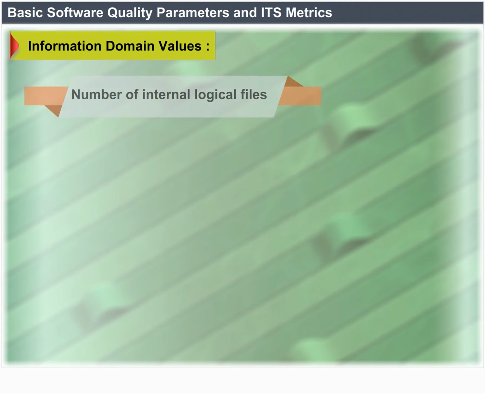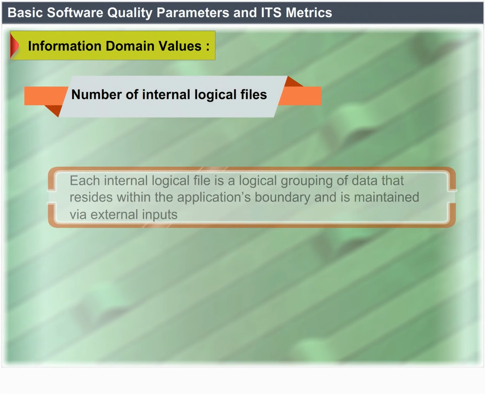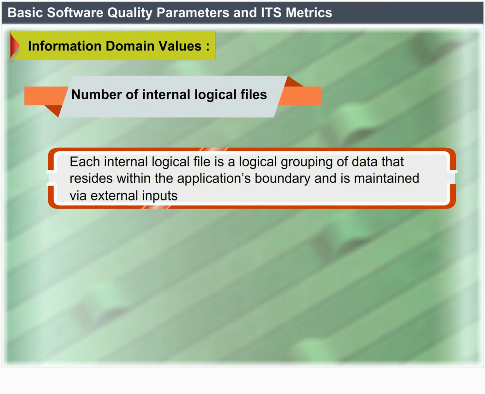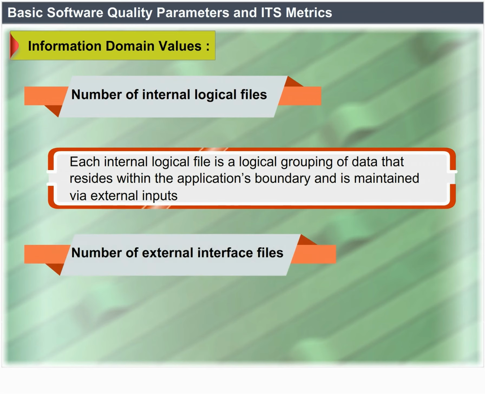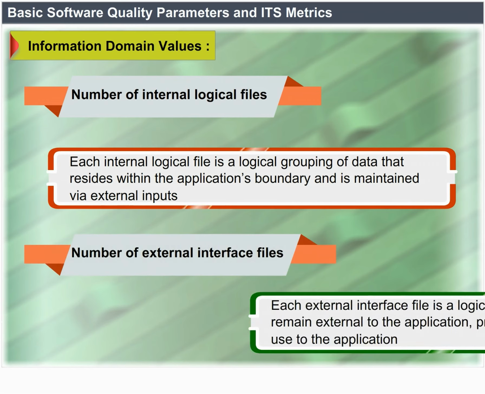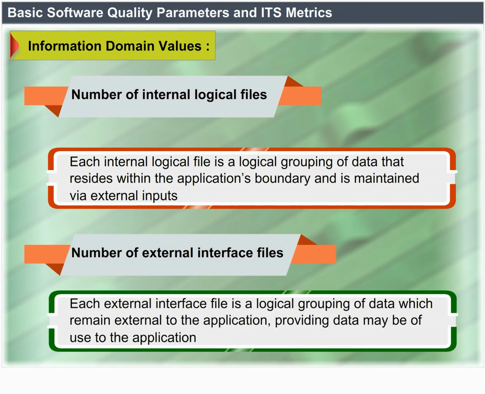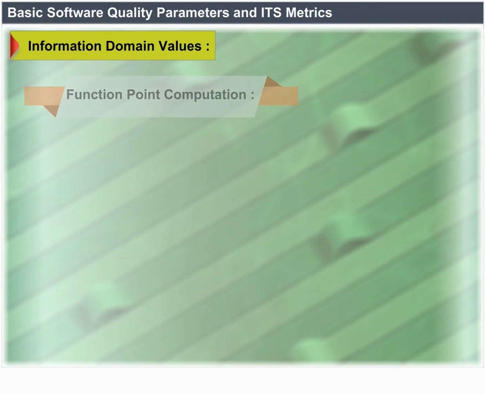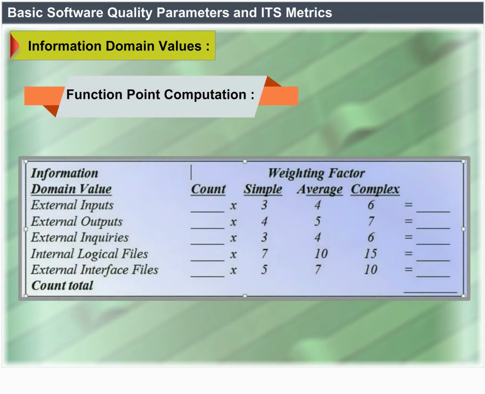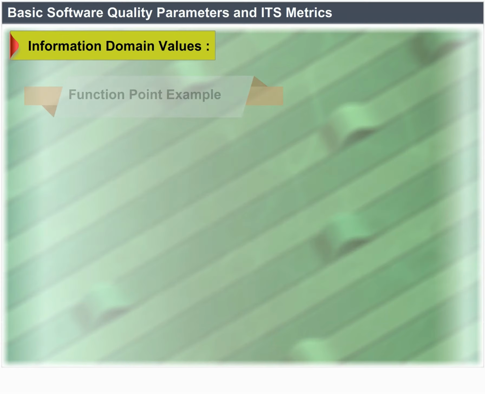Number of internal logical files. Each internal logical file is a logical grouping of data that resides within the application's boundary and is maintained via external inputs. Number of external interface files. Each external interface file is a logical grouping of data that resides external to the application but provides data that may be of use to the application. Function point computation: please refer to the statement on screen.